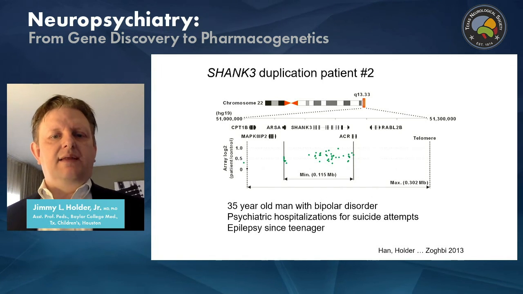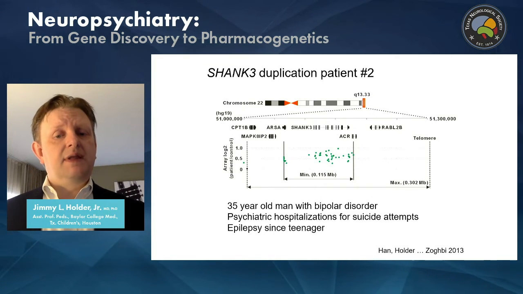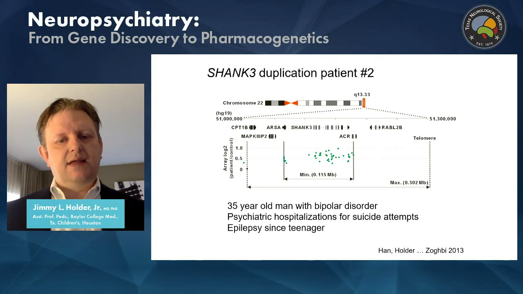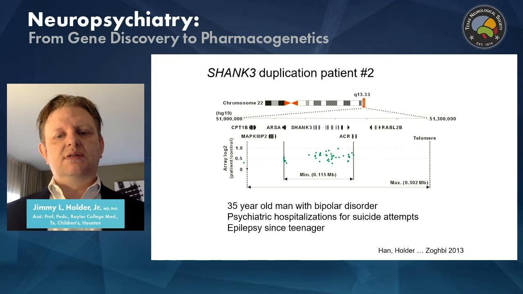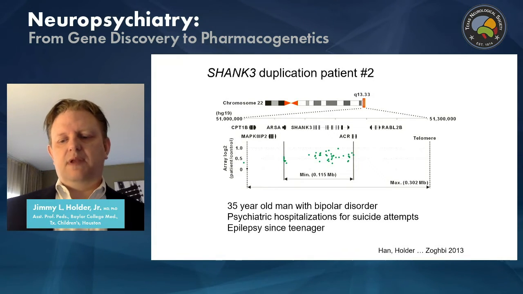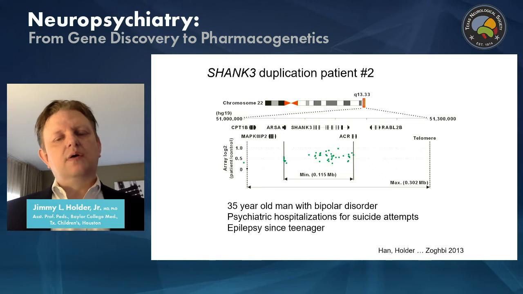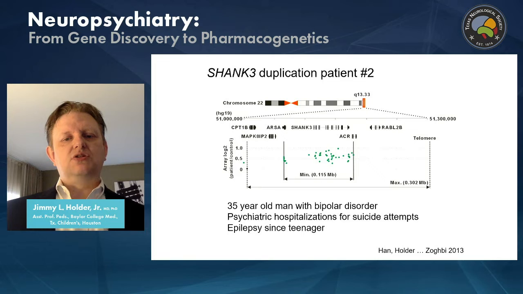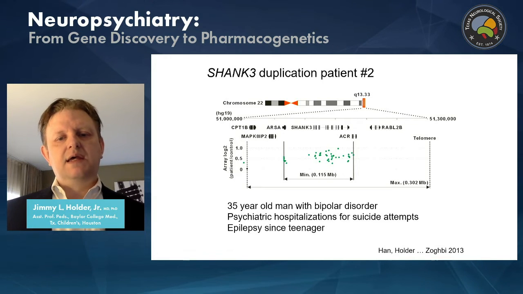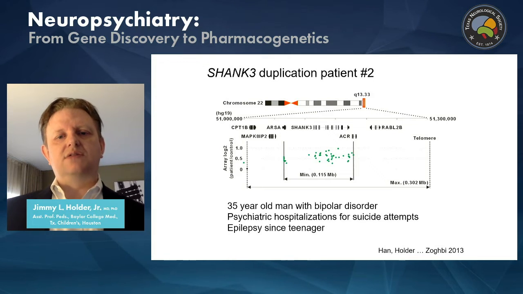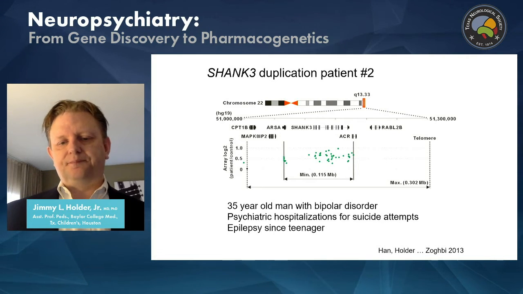The second patient we identified was a 35-year-old man who had been diagnosed with bipolar disorder as a teenager. He had a long psychiatric history with multiple hospitalizations and multiple medications used, as well as multiple suicide attempts and epilepsy as a teenager. So it was really the combination of our mouse studies, as well as identifying these 2 patients with neuropsychiatric phenotypes, that we believe we could confidently say that overexpression of SHANK3 causes neuropsychiatric disorders.